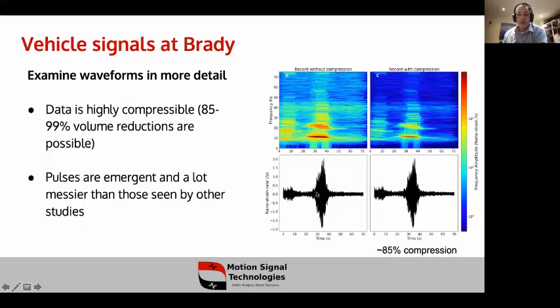This plot on the left is a waveform recorded from just one of the DAS sensors for a vehicle going past. The plot on the right is exactly the same thing, but it's been treated with a compression algorithm that knocks the data volume down, in this case by about 85%, although we've had some developments on that end, and it can probably get closer to 99% now. This is important, if nothing else, because it decreases your data transmission and cloud storage costs if you can knock a factor of between 10 and 100 off the data rates coming out of these systems.